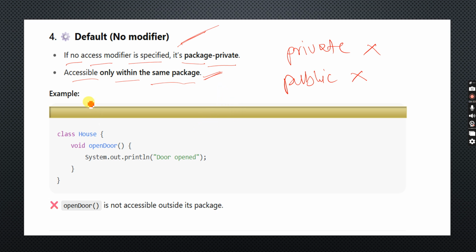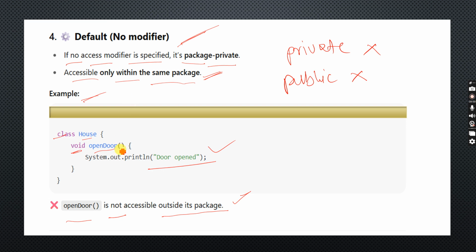So let's see one basic example. We create a class and give it the name House, and we create one function, void, and give the function name openDoor, with System.out.println door open. So let's see the output of this program. openDoor is not accessible outside its package.